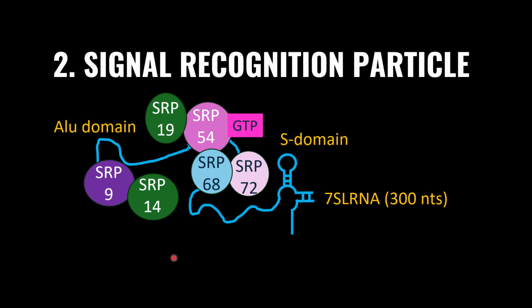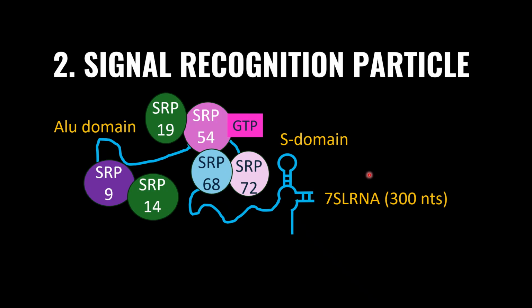Let us discuss signal recognition particle or SRP. It consists of 6 subunits which are shown here, and a 300 nucleotide long RNA which is known as 7SL RNA. This is a small RNA, but among small RNAs this is the largest in size. That is why it is called 7SL RNA. This acts as a scaffold, allowing the binding of the other protein subunits.